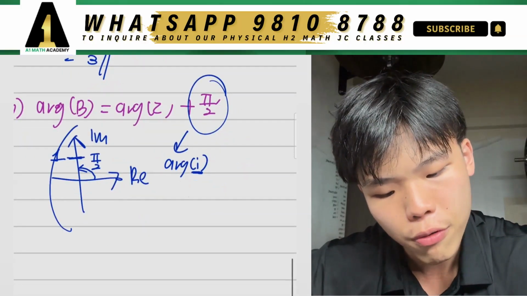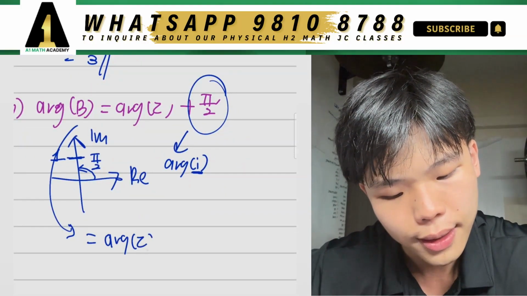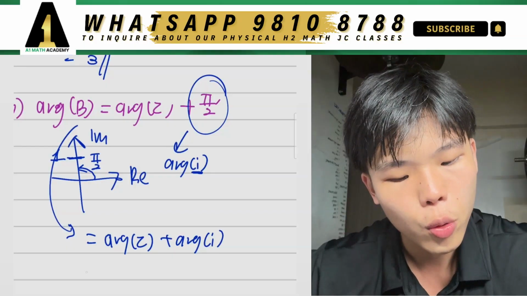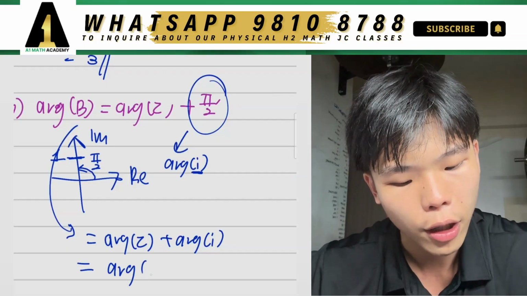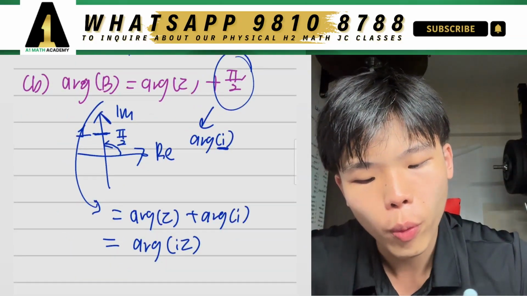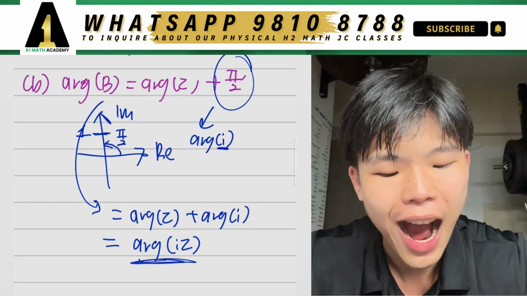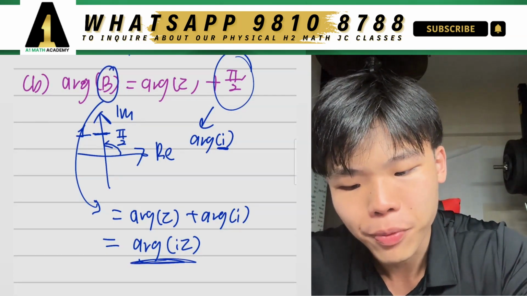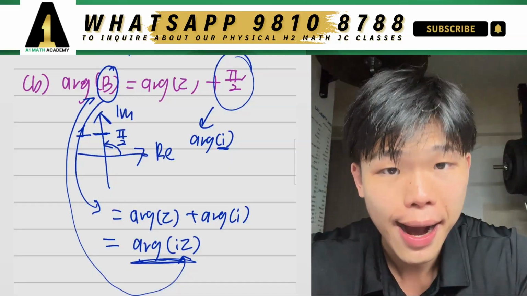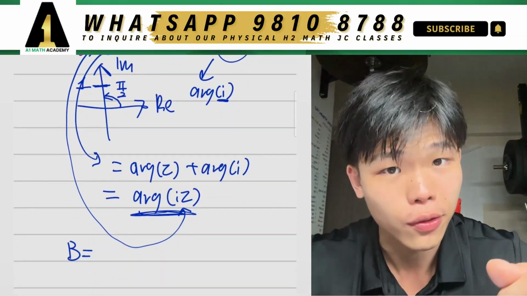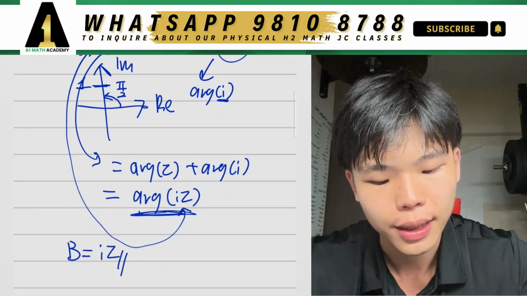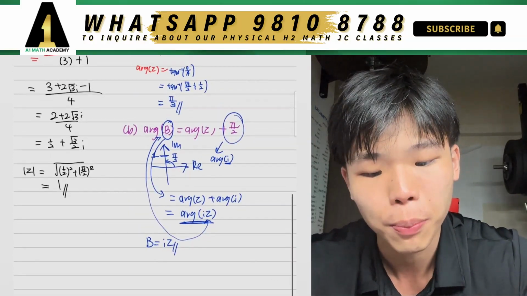So I could therefore rewrite this as argument z plus argument of i, which will give me a combined total of argument iz. So when we combine these two together, we actually get argument iz. And therefore, the equivalent of B is actually iz. So we can say that B in terms of z is iz over here. And that's the final answer to the next portion over here.